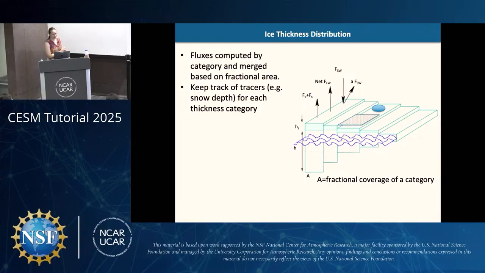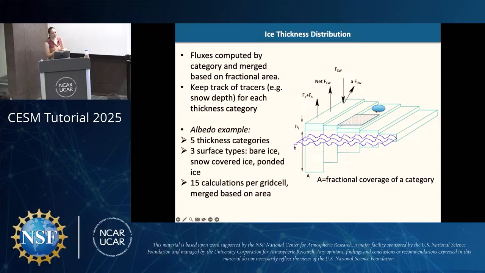We keep track of the tracers, for example snow depth, which is what this is meant to show, or the melt pond fraction for each one of these thickness categories. That means the way we treat albedo is actually really sophisticated. Imagine you have 5 thickness categories, and we have 3 possible surface types: bare ice, snow-covered ice, or ponded ice. So in each grid cell, we're calculating 15 different albedos for all of those combinations, and then we merge those based on area. It's not like we calculate an albedo for the whole grid cell. It's actually much more complicated than that because of this subgrid scale parameterization.